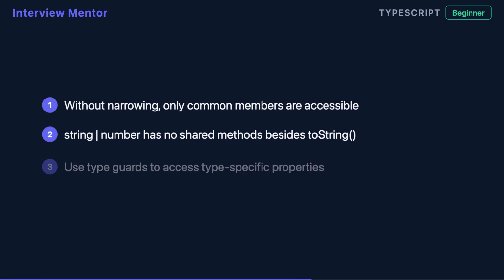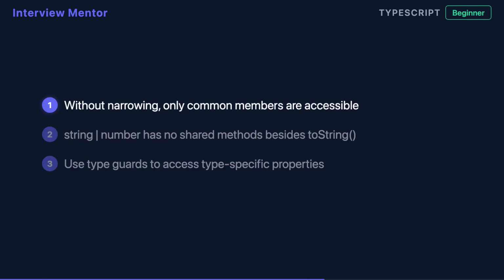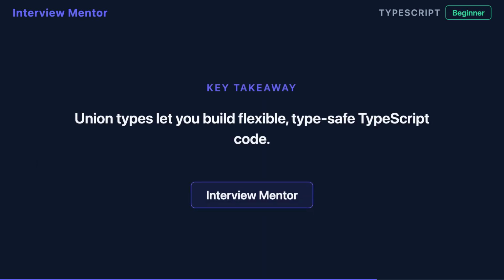Here's the catch. Without narrowing, you can only access members common to all types in the union. TypeScript won't let you use a string method on a union that includes numbers until you've narrowed it down. Union types let you build flexible, type-safe TypeScript code. Master them to write better interfaces.